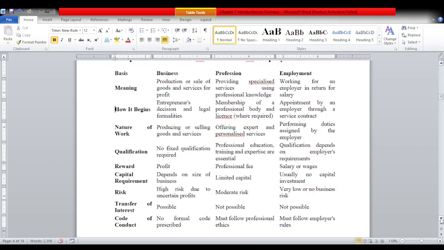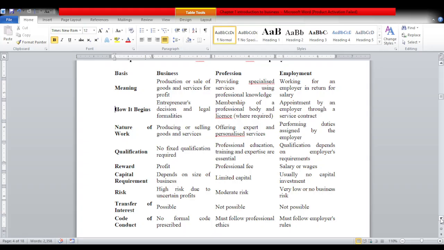In business, you are producing and selling goods and services for profit, right? And profession means providing specialized services using professional knowledge, like the CA, CS. They are professionals. They have specialized knowledge and provide a service to the required client. And employment is once a person is working for an employer in return for a salary.